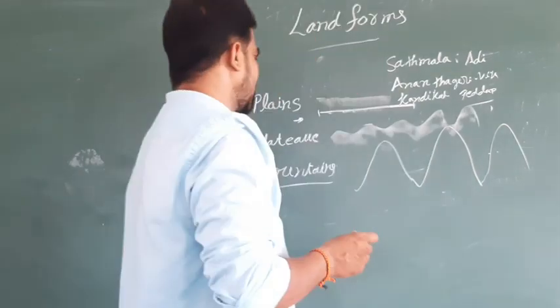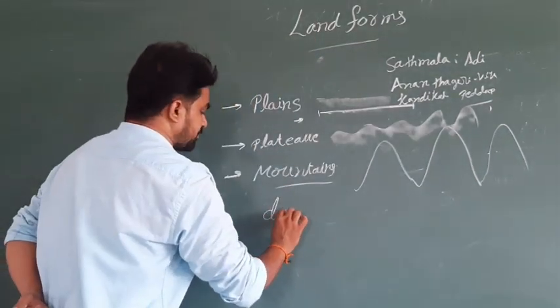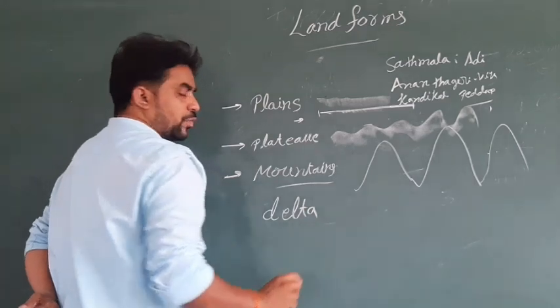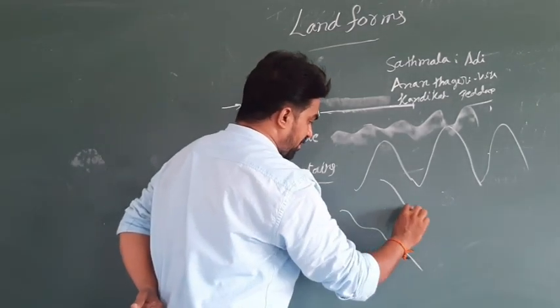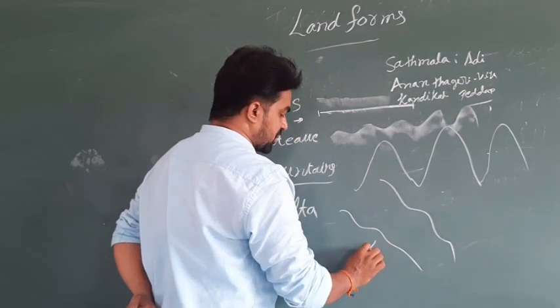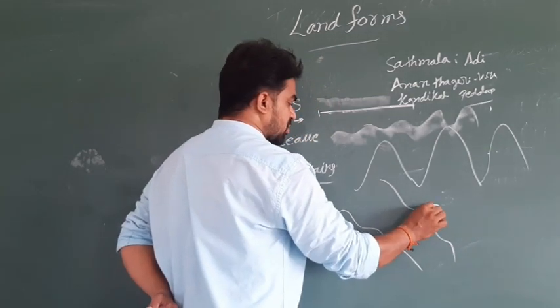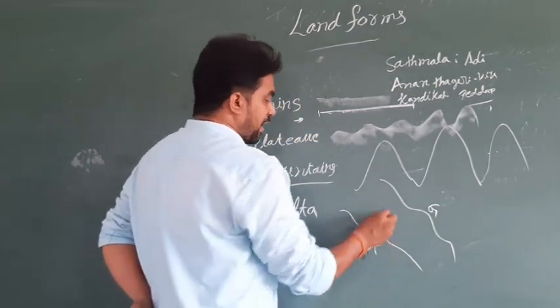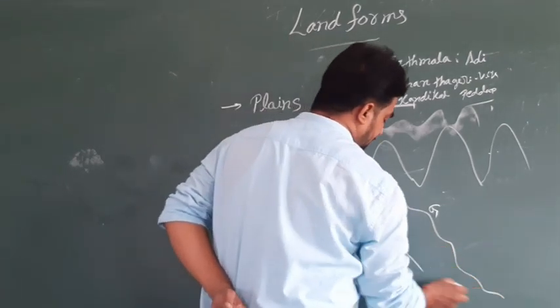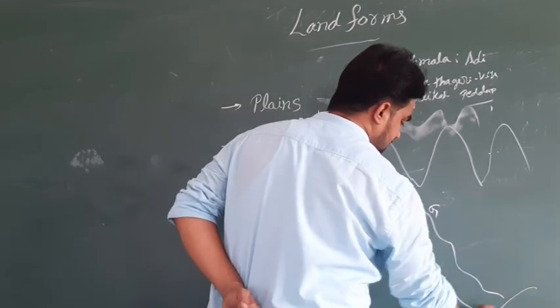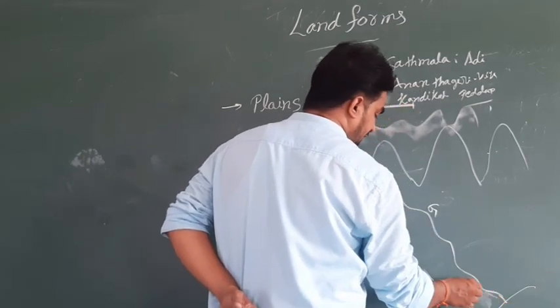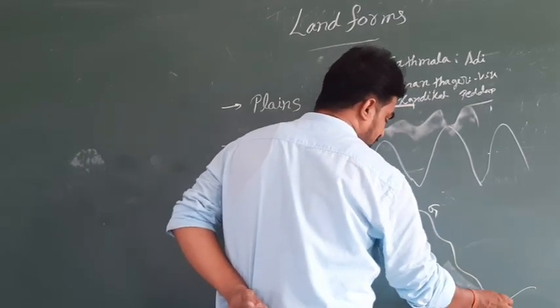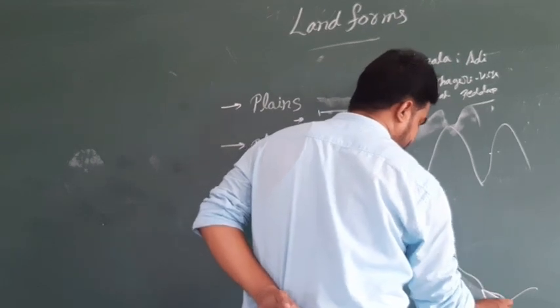And also the next one is a small one, delta. What is meant by delta? A delta is one which is formed because of two rivers. Take an example: this is the Krishna river, this is the Godavari river. When the Krishna and Godavari flow towards the seaside, before joining the sea, they form an area, and this looks like a delta.